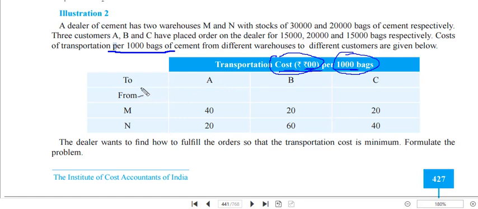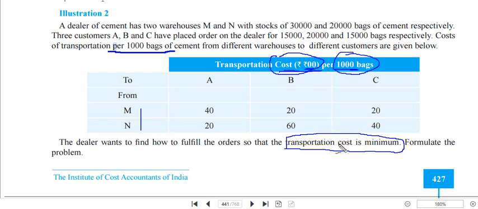So this is basically the supply side, and these are the demand centers. The dealer wants to find how to fulfill the order so that the transportation cost is minimum. As I earlier said, you don't go into theory in much detail. Whenever things come in the question, I will explain as and when they come. So transportation cost minimum is the objective function.